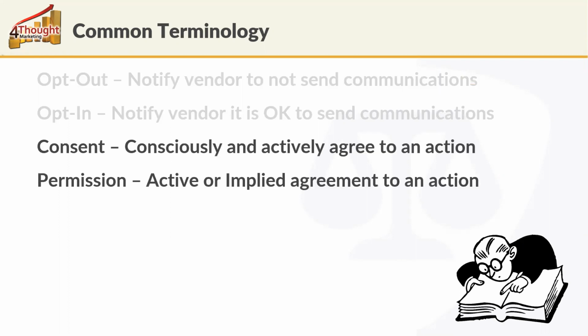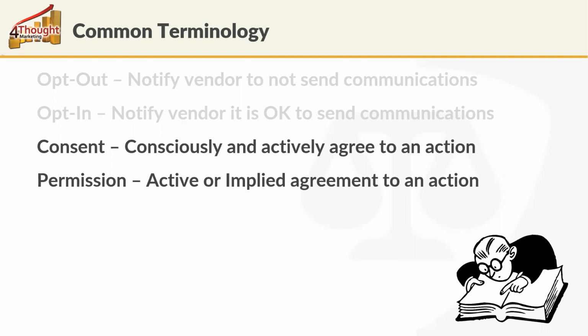The next thing I want to talk about is the difference between consent and permission. So consent is something that is consciously, actively given by an individual to a company. So generally we think about it as consent to communicate. I'll talk about some other types of consent as well. But it is the action from the individual to the company.